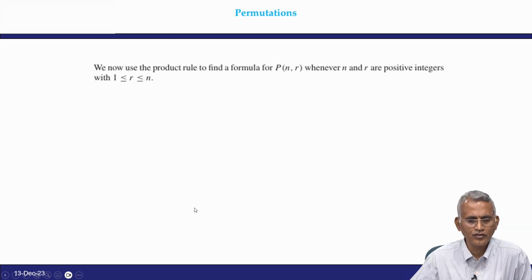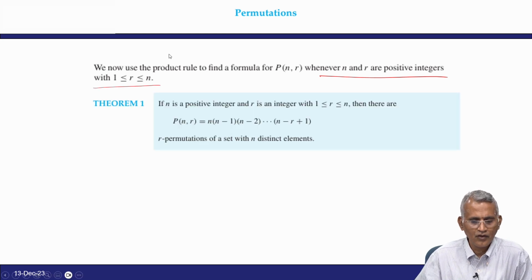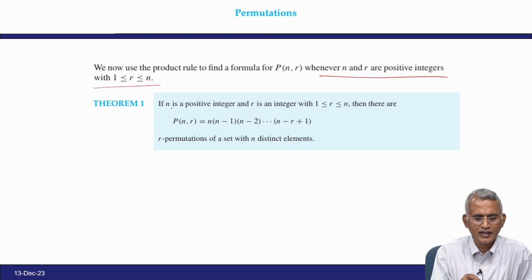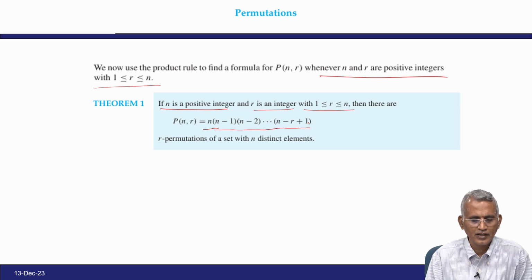Now, we use the product rule to find nPr where n and r are positive integers with 1 less than or equal to r less than or equal to n. Now, we have a theorem. If n is a positive integer and r is an integer with 1 less than or equal to r less than or equal to n, then there are nPr equal to n into n minus 1 into n minus 2 and so on up to n minus r plus 1 r-permutations of a set with n distinct elements. So, this is the general form of nPr.